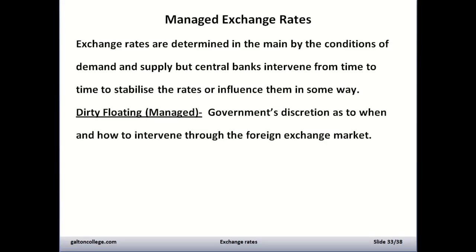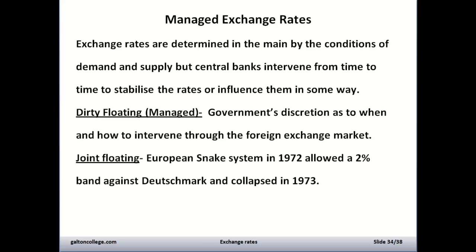And within this there are two types. There's a dirty float, managed. The government at its discretion intervenes to change the exchange rate, and it does it whenever it wants. And whatever policy it's pursuing, it just gets involved in the foreign exchange market and changes the exchange rate. The other one is a joint floating. Sometimes countries get together to try and fix their currencies against each other.